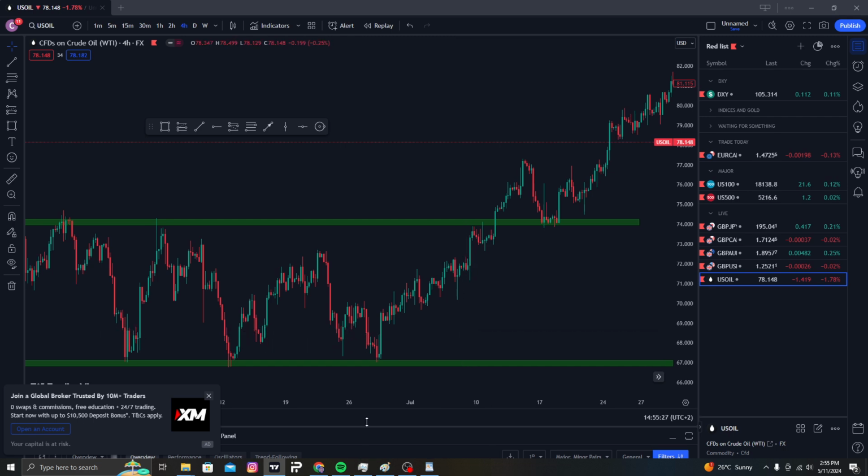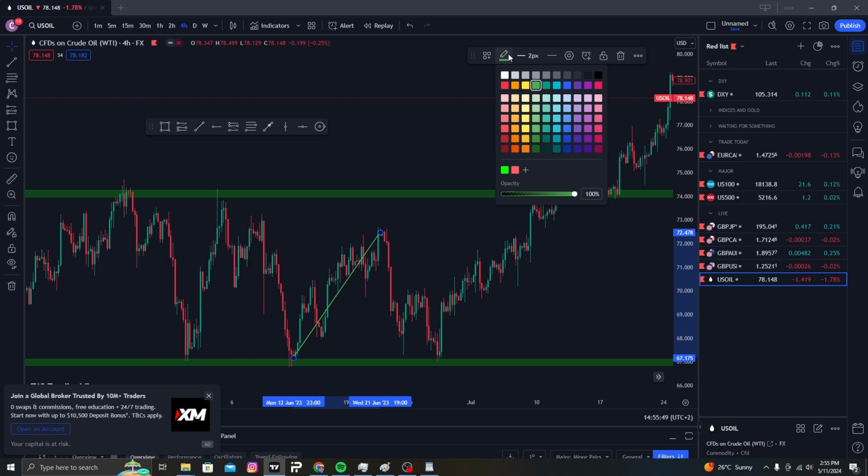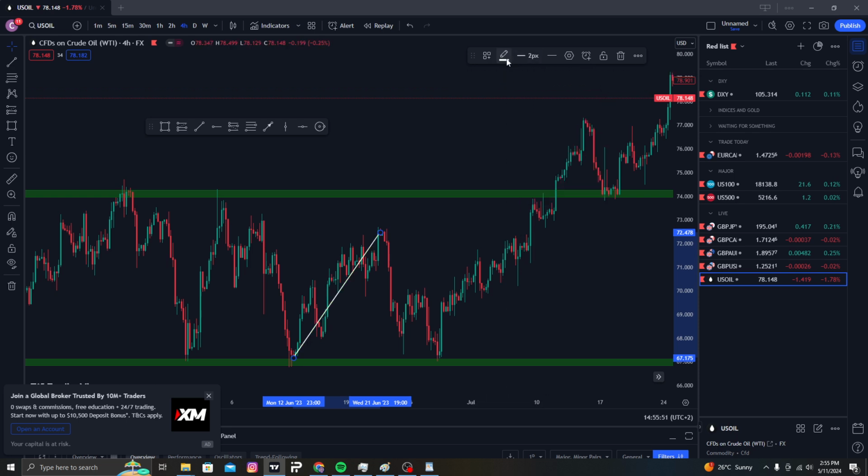The first thing that happened, look at this zone here. You see this here. Let me change the color so you guys can see it. I don't want to use this green color. I want to make it white and thick. You see this? This thing happened.